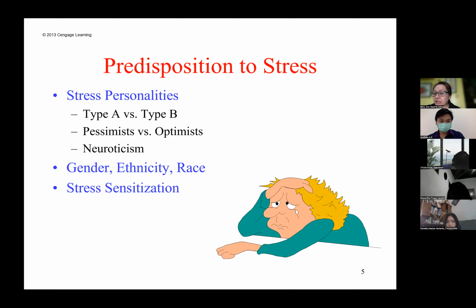So here, while stress can be caused by outside factors, environmental factors, this can also be caused by, as we mentioned, the person himself or herself, because people have different types of personality. There are those with type A personality. Now, what is type A personality? Those are people who feel that everything is a competition. So doing a job is a competition, performing is a competition. And then they feel that they need to be at the top always.